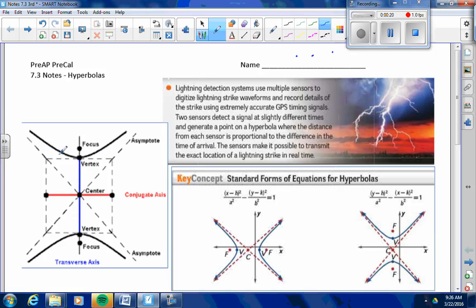Okay? So on this diagram of the hyperbola, we have the center. We have our first vertex, okay? And then the exact same distance from the center on the opposite side is the second vertex. The distance from the center to the vertex, that distance is A. That is A units long.